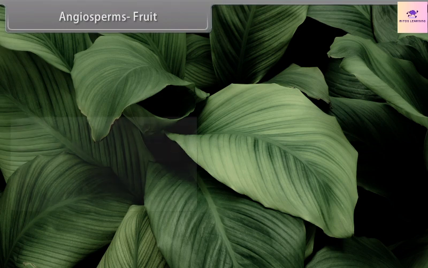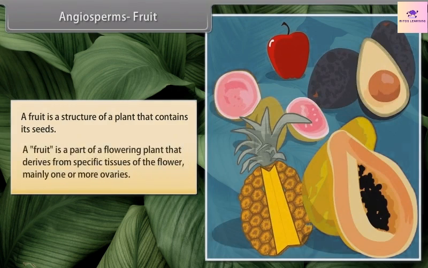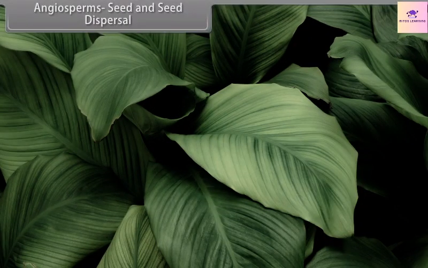Angiosperms. Fruit. A fruit is a structure of a plant that contains its seeds. A fruit is a part of a flowering plant that derives from specific tissues of the flower, mainly one or more ovaries.